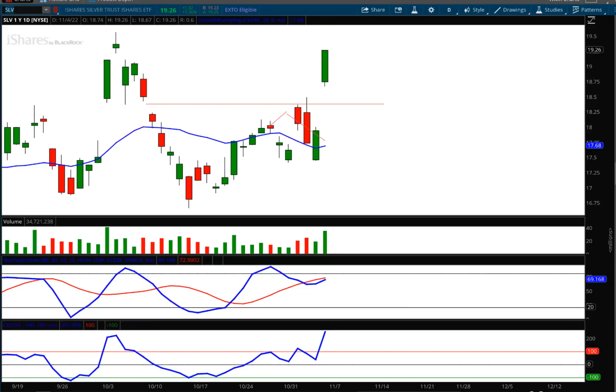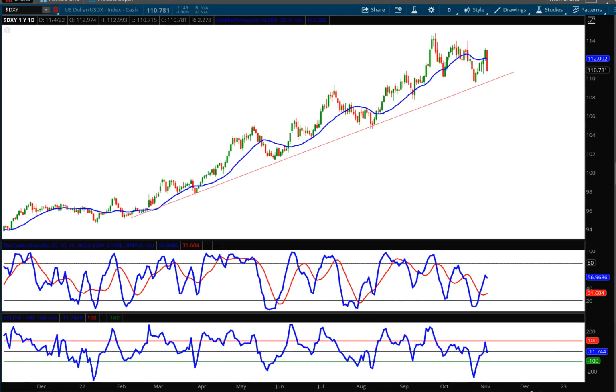And one of the reasons for that is because if you look at the dollar right here, this is the cash index for the dollar. We had a big bearish engulfing candle right here. And you see all the signs are pointing lower for the dollar. The dollar, again, for the most part, is inversely moving to silver, or vice versa. Silver is moving inversely to the dollar. So this is going to be an interesting week.